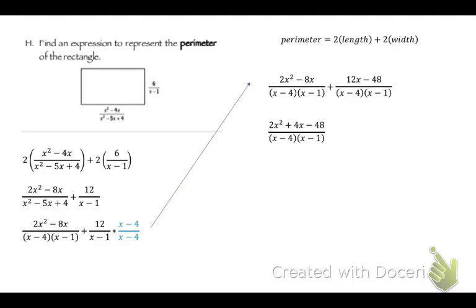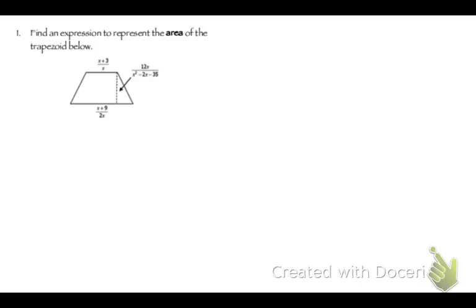So that's 2x squared plus 4x minus 48. Factor out that 2. Factor that down further. So 2, x plus 6, x minus 4 over x minus 4, x minus 1. Those x minus 4s cancel. You get 2, x plus 6 over x minus 1.